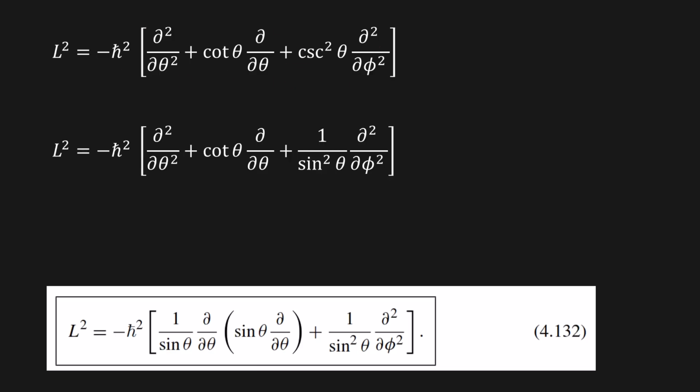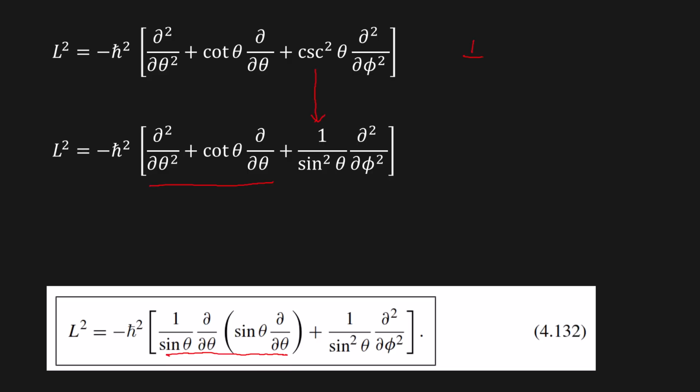Here what I am going to do is, cosecant squared theta can be written as 1 over sine squared theta. Now if you combine these two parameters, you will get these two. So we can prove this easily.